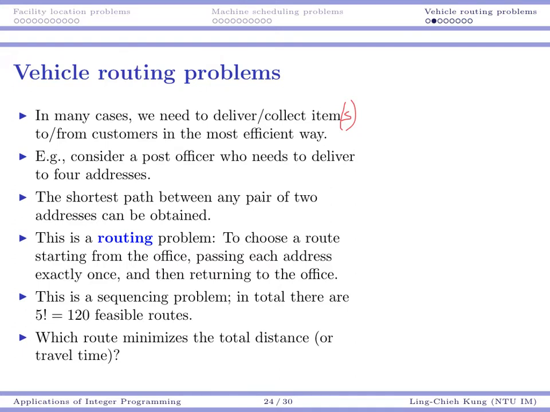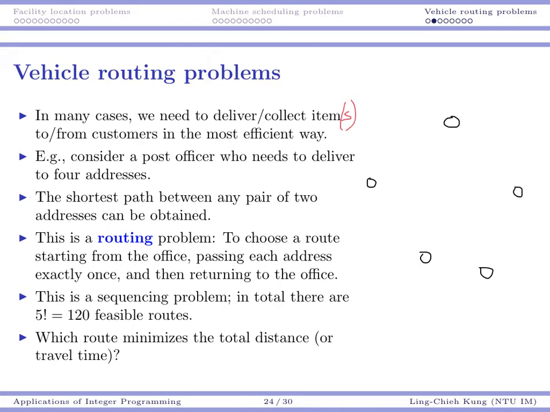So, as a very simple example, suppose you are a police officer and you want to deliver mails to 4 different addresses today. Then, what you want to do is to try to do it as soon as possible because you have many other things to do. So, in this case, you probably construct a network, for example, like this.